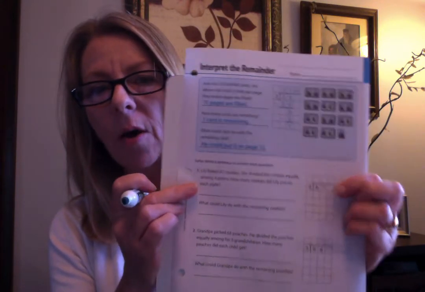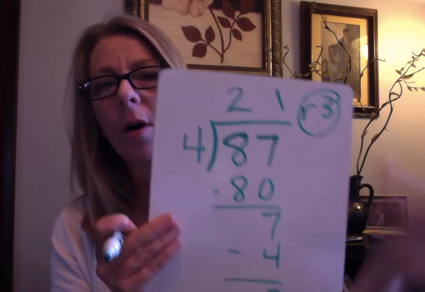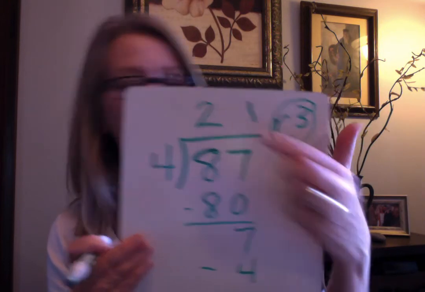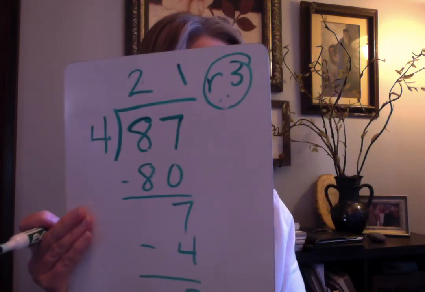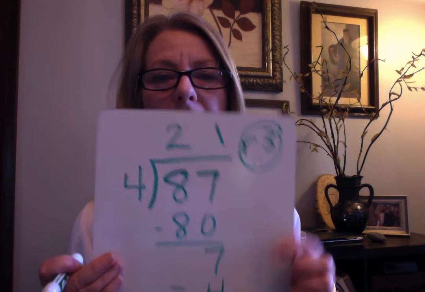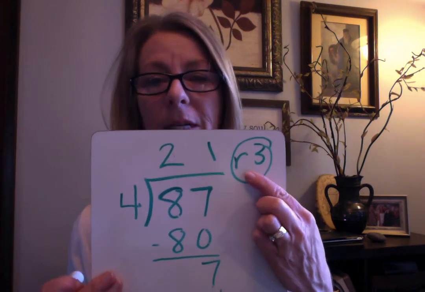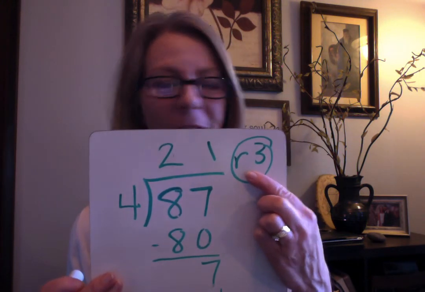But we need to know that there were 21 on each plate. That's our answer for the first part. How many cookies were on each plate? And then you talk about what she's going to do with these leftovers, the remainder. Okay, so let's move on to number 2.